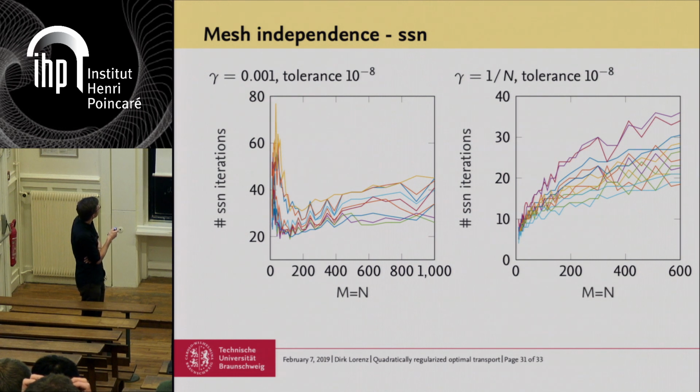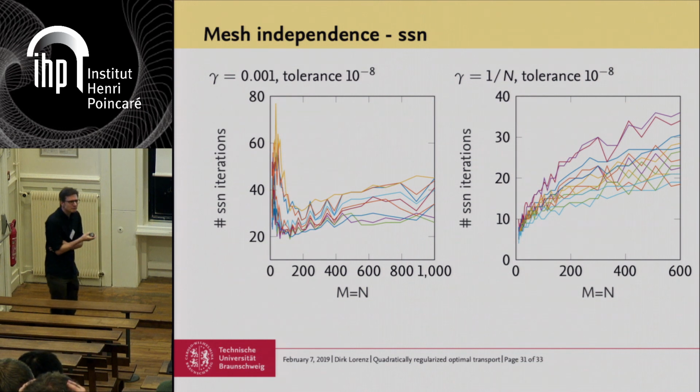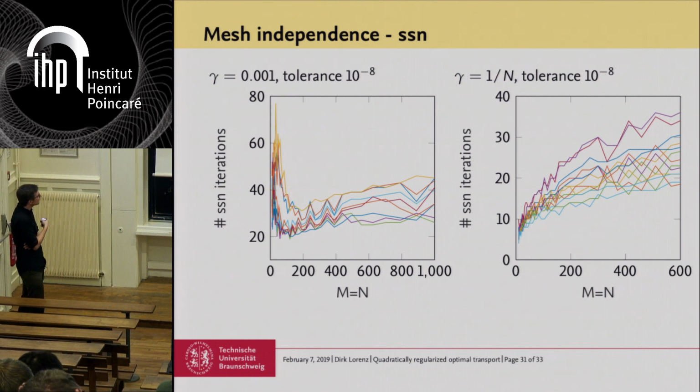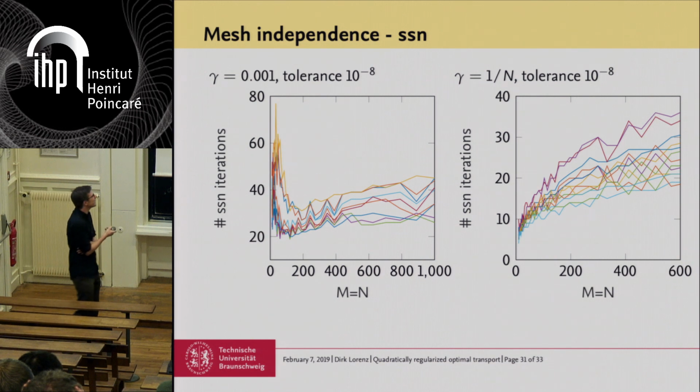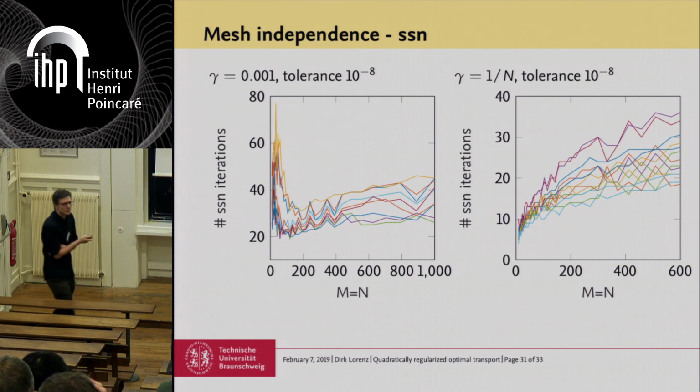For small discretization size, the number of iterations is basically random, sometimes small, sometimes large. But as the discretization gets finer and finer, the number of iterations stabilizes, and it's more or less comparable, and it grows just very, very slightly. This is what we would like to observe.